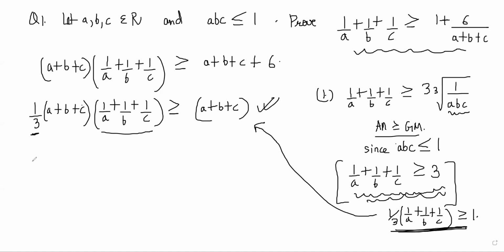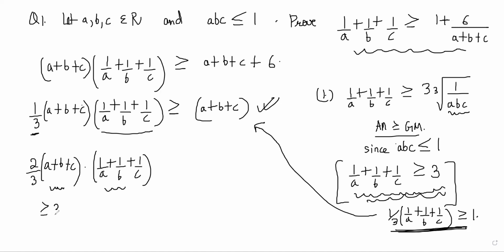Now, what is 2 by 3 of a plus b plus c multiplied by 1 by a plus 1 by b plus 1 by c? Let's try to establish an inequality on that. Now we can apply AM and GM to both of these terms. We can say that this is greater than equal to 3 times cube root of abc, and this is greater than equal to 3 times cube root of 1 by abc, right?